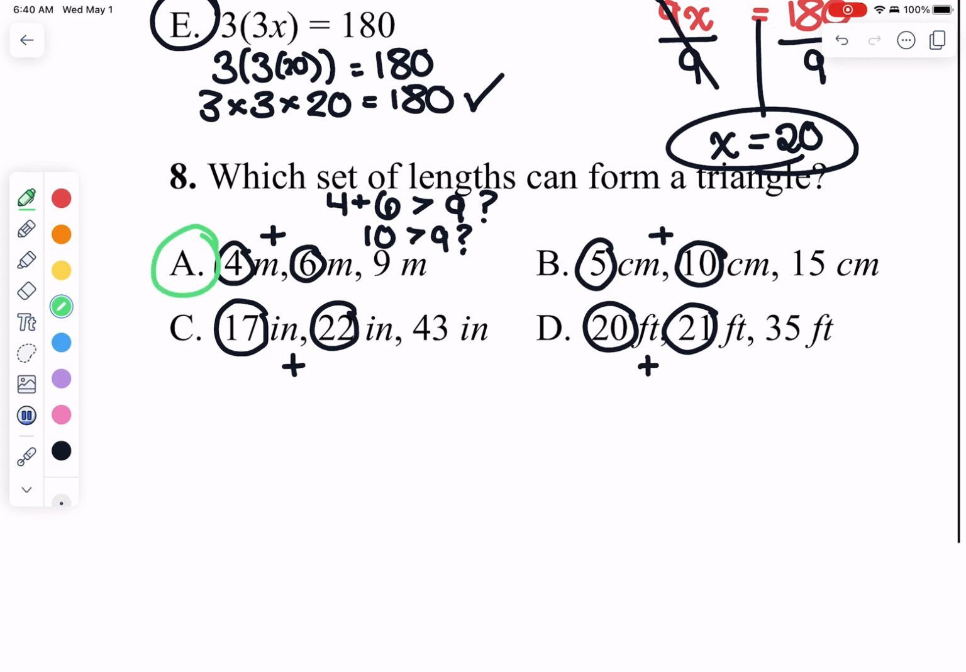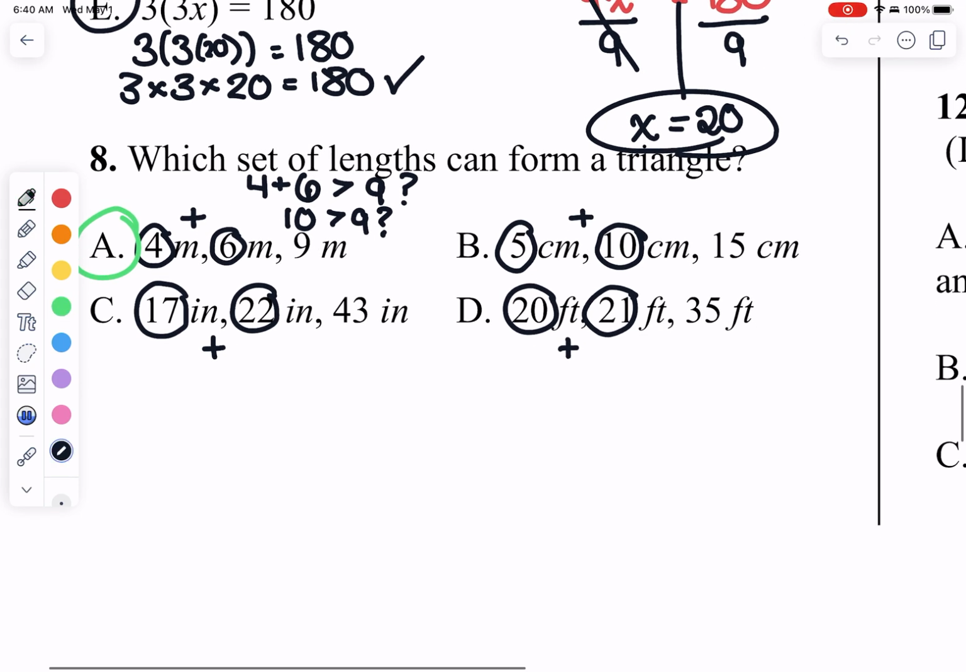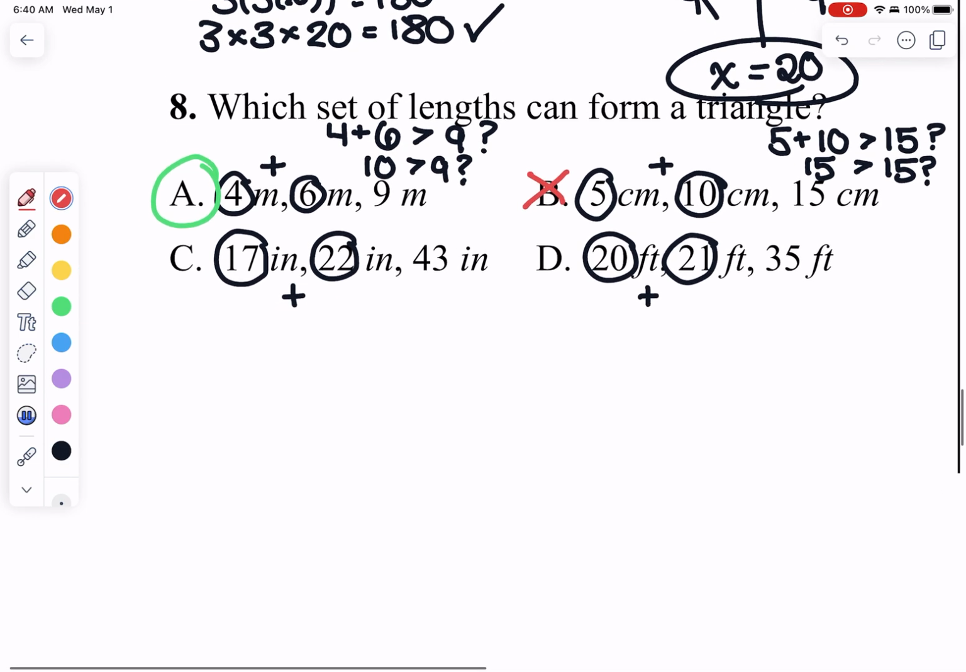Let's look at B. B, I add my short sides, 5 plus 10. And I ask, is it greater than the long side, 15? Well, 5 plus 10 is 15. Is 15 greater than 15? Oh, no. B is not correct. Okay? I'm going to make it even more clear for us.